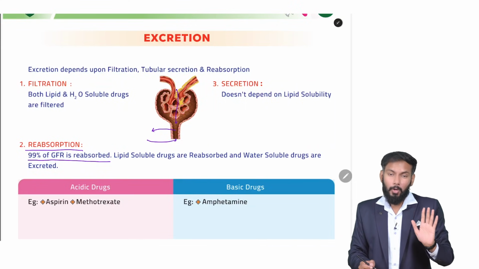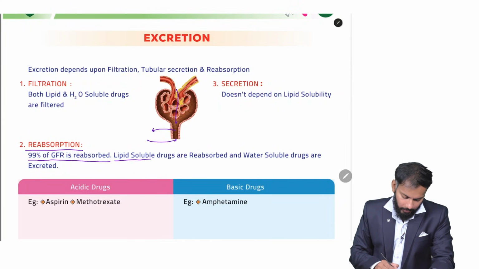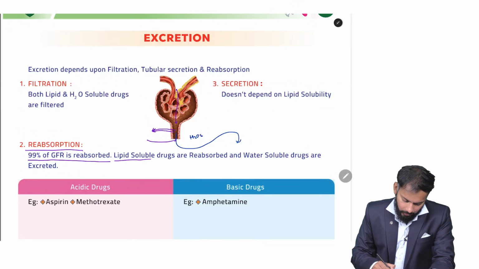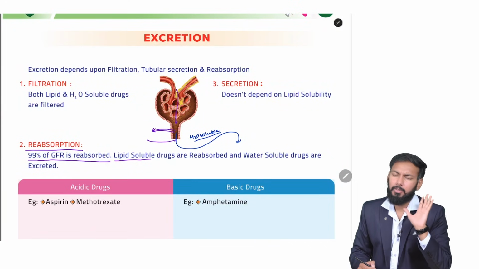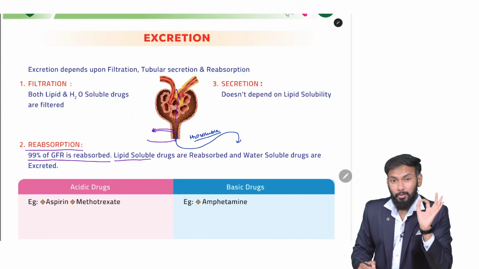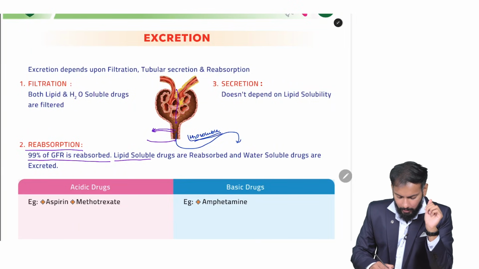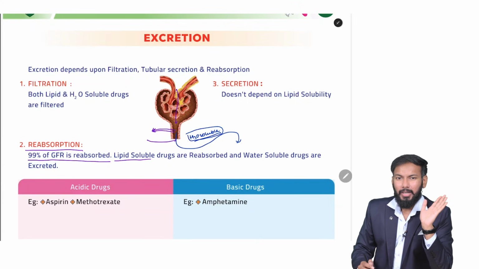Now for absorption to happen, I told you it should be lipid soluble drugs. So lipid soluble drugs are reabsorbed, water soluble drugs are excreted. So let us suppose there is any drug poisoning. If you want to treat this poisoning, you will tell me hemodialysis. Okay, let it be. Before that, if there is any drug poisoning, how can you treat?